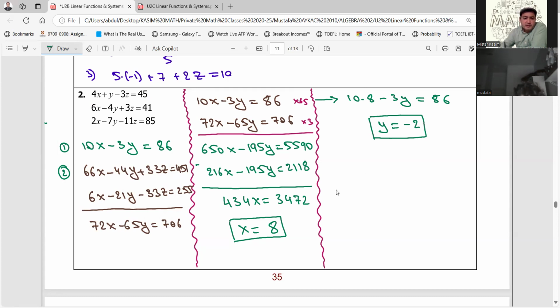Okay, now we know the value of y, and we plug it into, let's say, the second equation. So 6 times x, which is 8, plus, not plus, it is minus 4 times negative 2 plus 3z. That's equal to 45. It's just a linear equation. And find z. What is z? 48, and then negative.